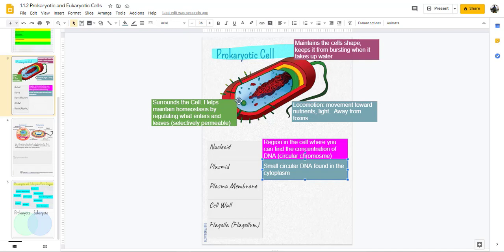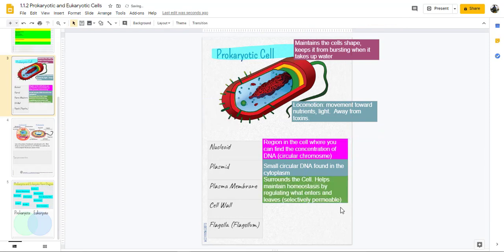So next, let's talk about the surrounding of this cell and every cell. So no matter what, if it's a cell, it has a cell membrane or a plasma membrane, and that plasma membrane is selectively permeable. It helps regulate what enters and leaves the cell, and prokaryotes have those too. Bacteria have those as well.